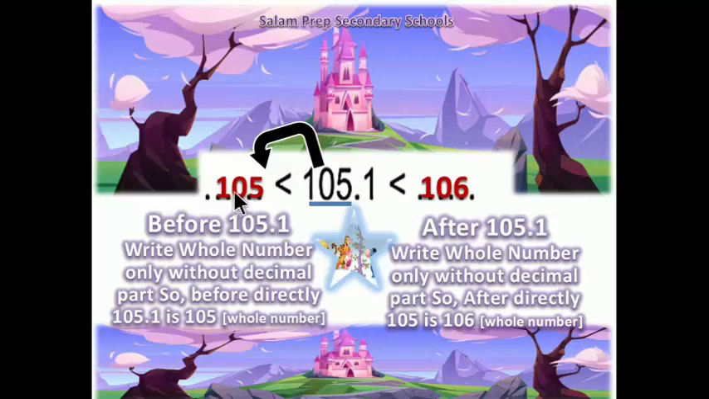The missing part here means I want to find the whole number before 105.1. Before 105.1, we will write the whole number only without the decimal part. So directly before 105.1 is 105. Take care. When we write the whole number before 105.1, we need only to write the whole number. Look at this number. The whole number here is 105. So we will write 105. Okay?